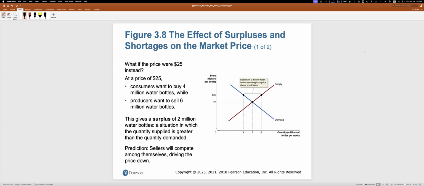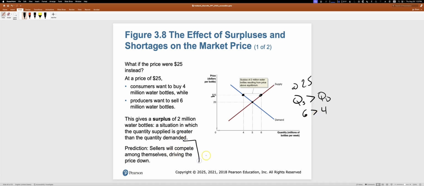The problem that sometimes emerges in markets is that the price is wrong. But fortunately, the market fixes that. So at $25, the quantity supplied is greater than the quantity demanded, right? Here's my quantity supplied, here's my quantity demanded at the price of $25. In other words, 6 is greater than 4.